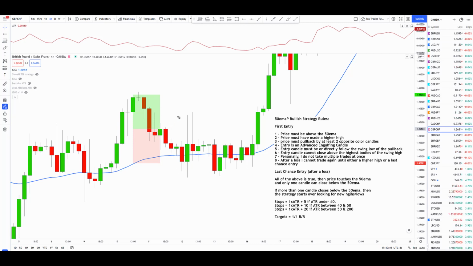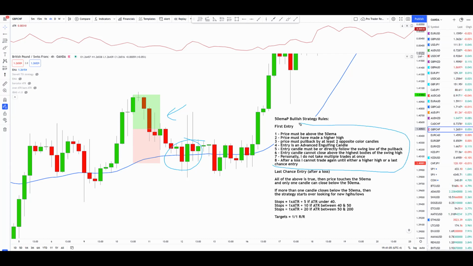So to put it in layman's terms, after a loss, I need price to stay above the 50 period moving average. And after a loss, I have to have price touch the 50 period moving average because that's showing me that the 50 period moving average may support price. Now, my confirmation that the 50 period moving average is likely to support price is looking for the same entry as we did above. So again, all of the above is true.